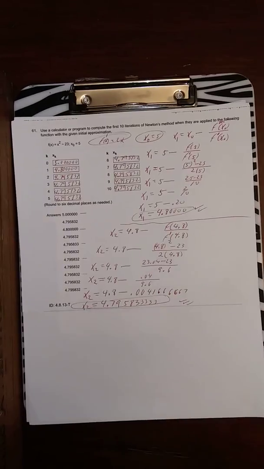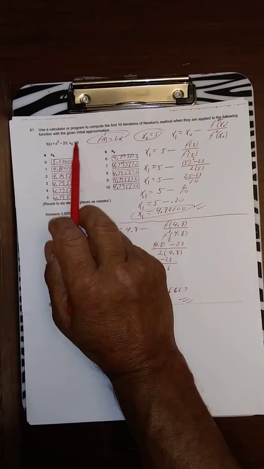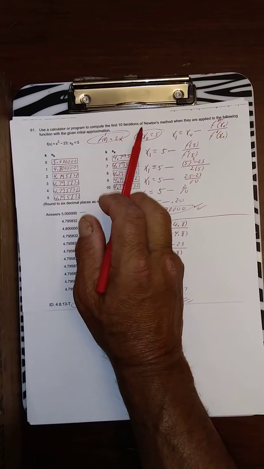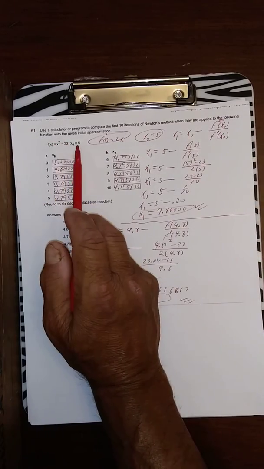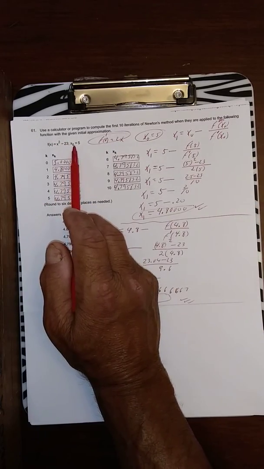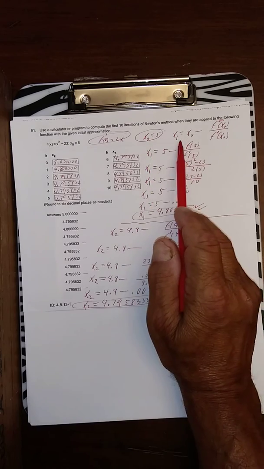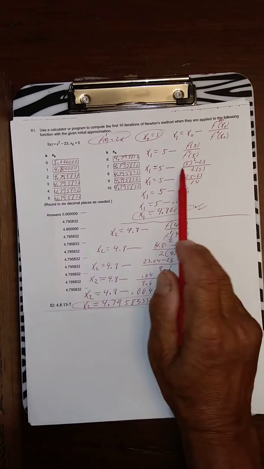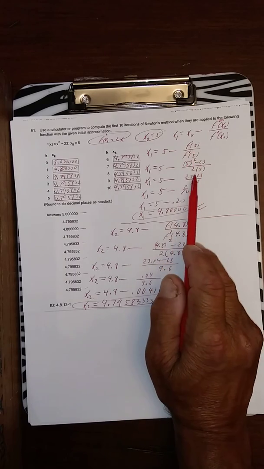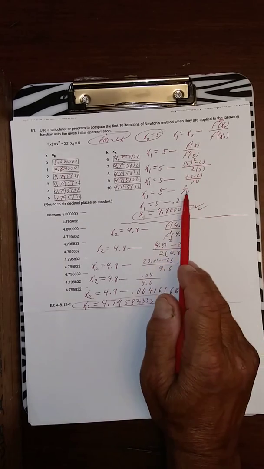Calculations on the calculator. Use the calculator program to compute the first 10 iterations of Newton's method when applied to the following function. Right, here's a function. There's the x0. So start with x0, 5. Put it in there. So 5 and f of 5 or f prime of 5. F of 5 is this, f prime of 5 is that. So when you work it out.